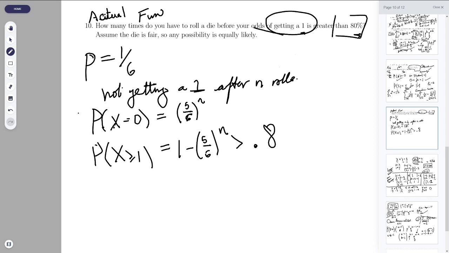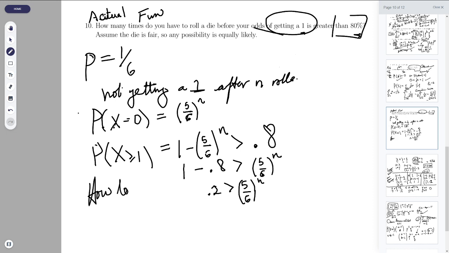Let's just do some algebra. So we do 1 minus 0.8 has to be bigger than 5/6 to the power n. So that means that 0.2 has to be bigger than 5/6 to the power n. Now, here's a question. How do we get n out of this exponent? How do we retrieve n?